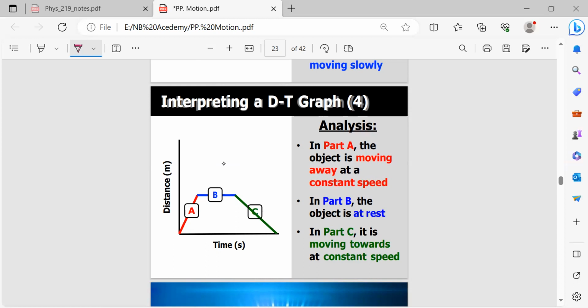In part A, the object is moving away at a constant speed. In part B, the object is at rest. In part C, it's moving towards the reference point at a constant speed.